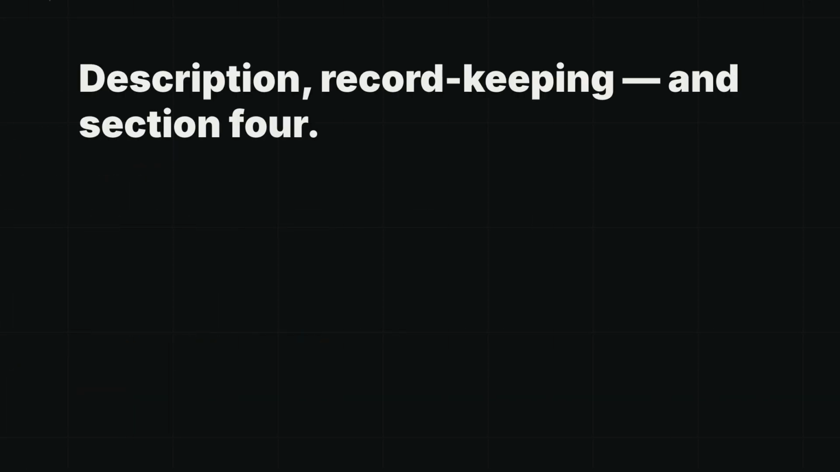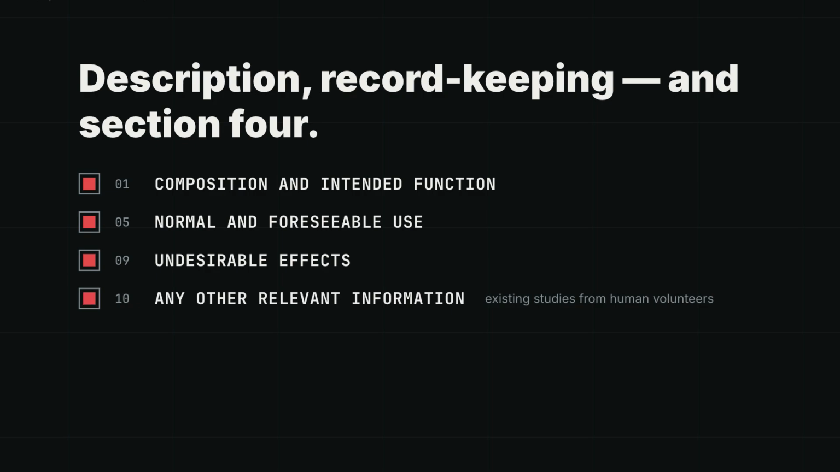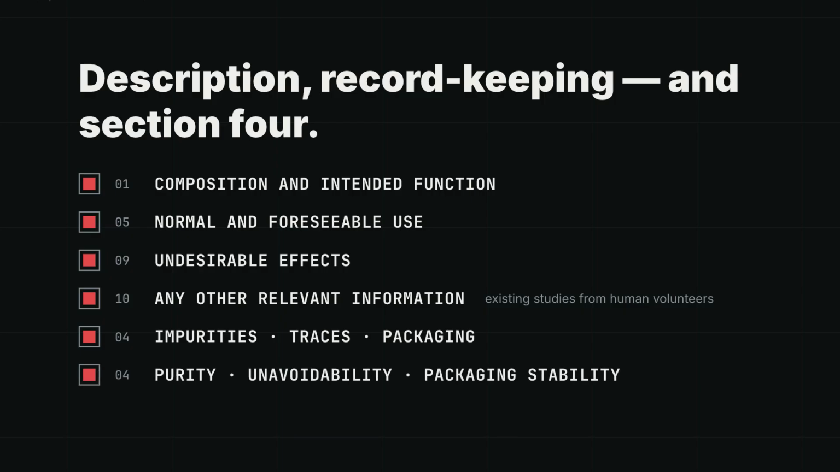Sections 1, 5, 9 and 10 are description and record keeping: composition and intended function, normal and reasonably foreseeable use, undesirable effects, and any other relevant information. Section 4 is the one that gets misread as paperwork: impurities, traces, and packaging material. The purity of the substances and mixtures, evidence of technical unavoidability where traces of prohibited substances are present, and the relevant characteristics of packaging material, in particular, purity and stability.